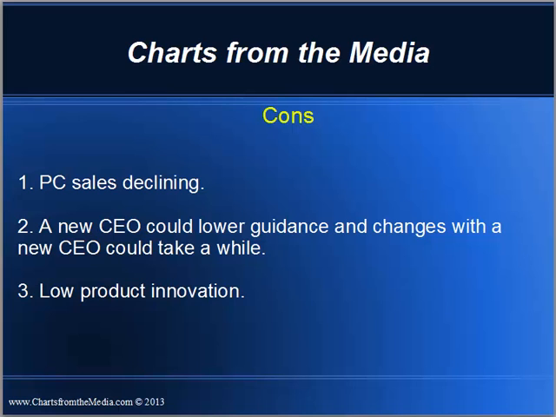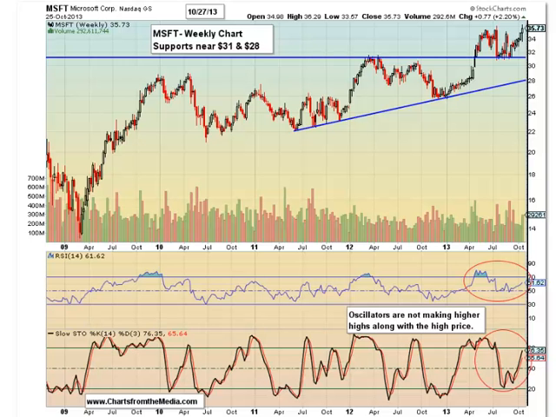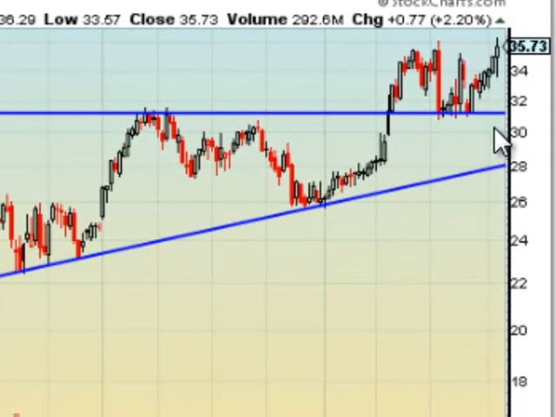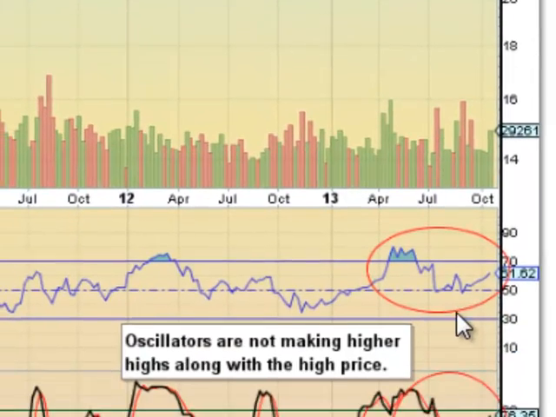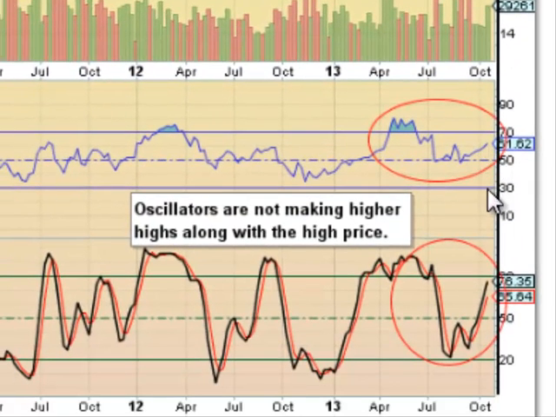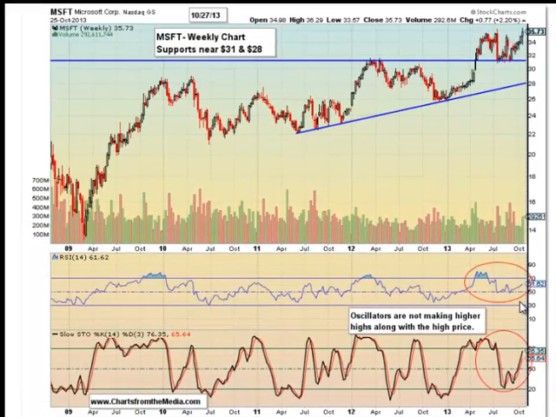So what do the charts look like? Here's a weekly chart from 2009. It definitely shows that support right around the 31 area. Last week, it went up and touched that $36 mark. The oscillators, however, are not making newer highs with the new price high, so this is not consistent. You may be looking at that 36 level might be some type of resistance.